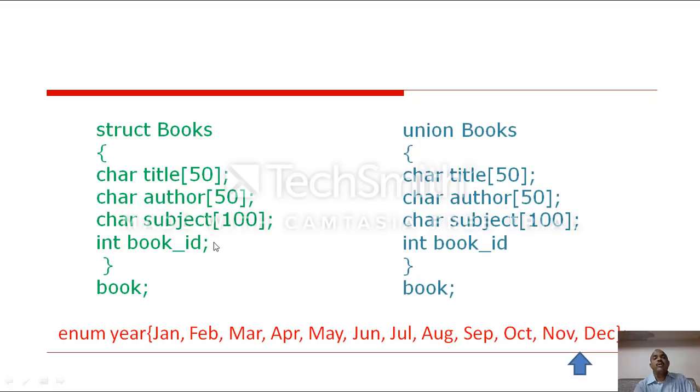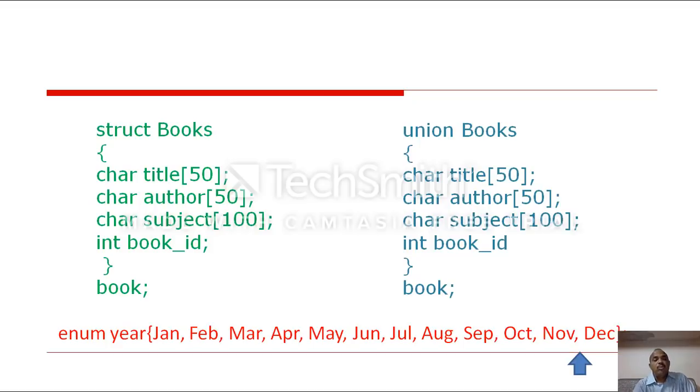Clear all of you? Come here. Then union books, here character title of 50, character author of 50, character subject of 100, and integer book id. So this is the union name book. But is there any difference? Here structure is the same as union, union is also the same as structure. But what is the major difference? Yes, there is a major difference.